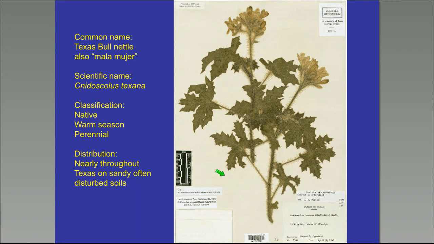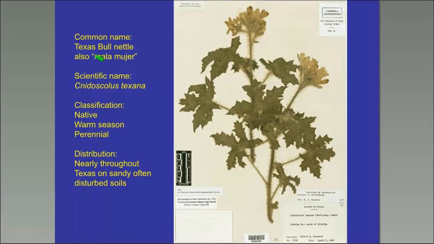Here's a herbarium specimen that was in the Lundell herbarium, but notice Nodoscelus texanus is the scientific name located down here on the herbarium label. Now, what do we do with that plant? The common name up here, Texas bull nettle. Some people just called it bull nettle. Some called it nettle. Some of you spelled it Neddle instead of with T's.